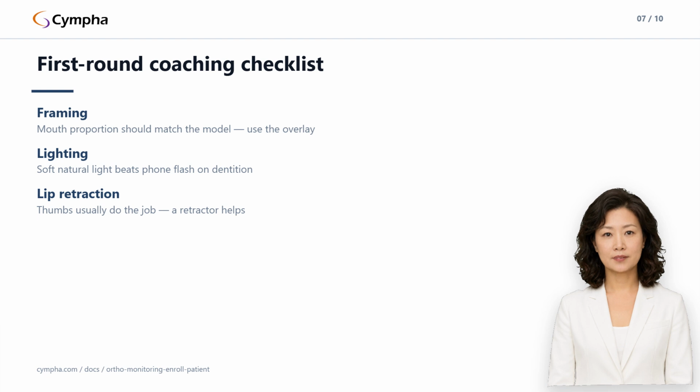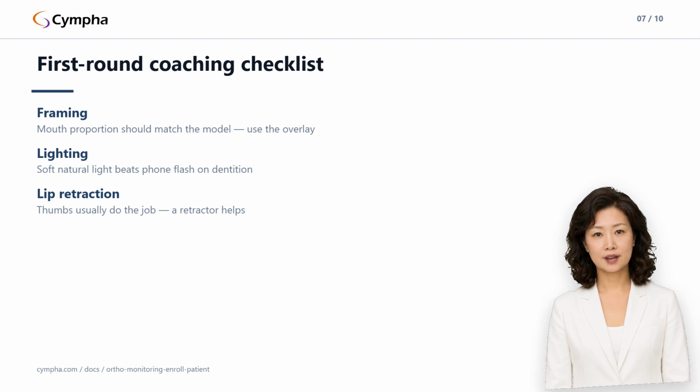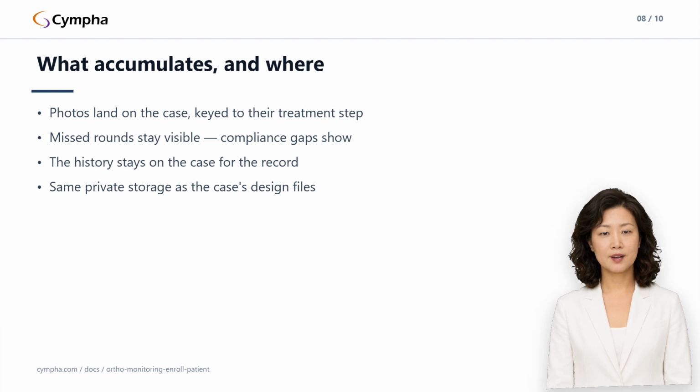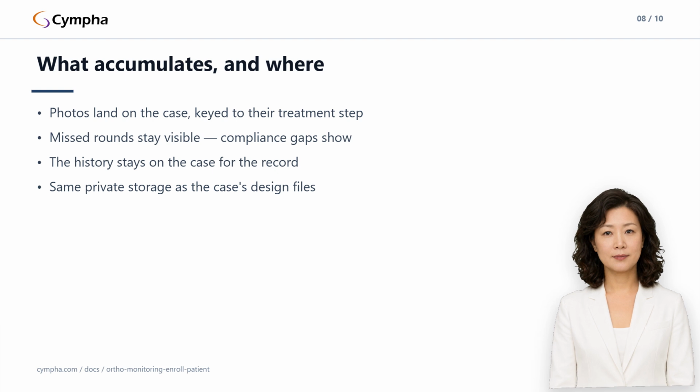If the first round is rough, don't be discouraged. Coach the patient before the next one. Most patients improve dramatically on round 2 once they understand what the overlay is for. From here, the system compounds quietly. Every round the patient saves lands on the case, keyed to the treatment step it was taken at, and the monitoring playback lets you scrub the plan and the photos side by side across the whole treatment. Missed rounds stay visible rather than hidden, so compliance is something you can see, not something you have to ask about. And when treatment completes, the photo history stays on the case for the record.